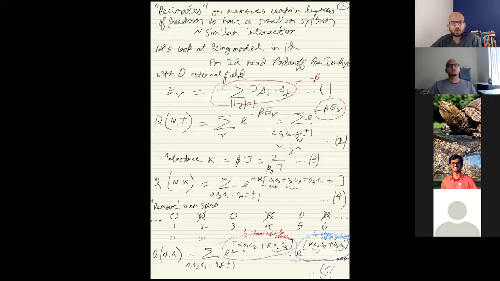Now, there is nothing special about doing this to the even numbered spins. You could have done this to the odd numbered spins also. It won't make much of a difference. It's without loss of generality that we pick the even numbered spins, okay?